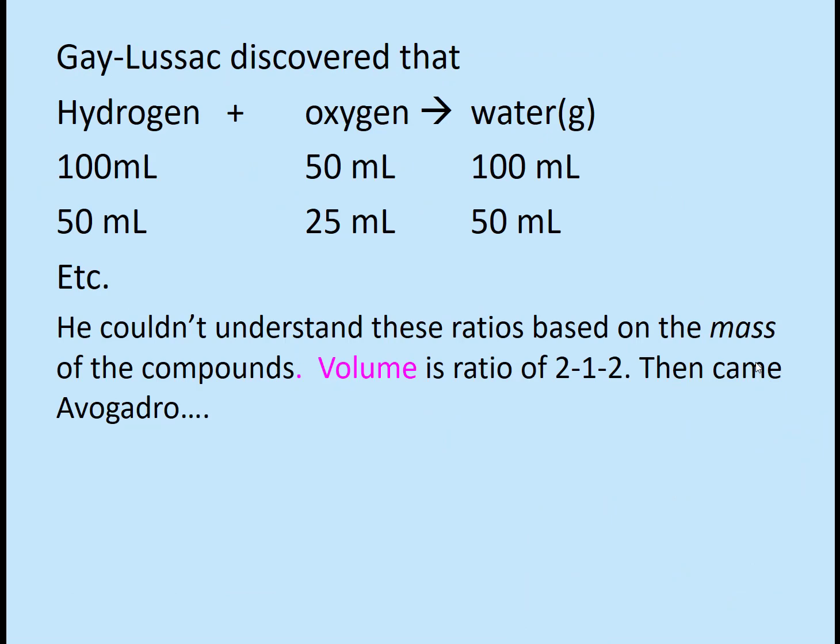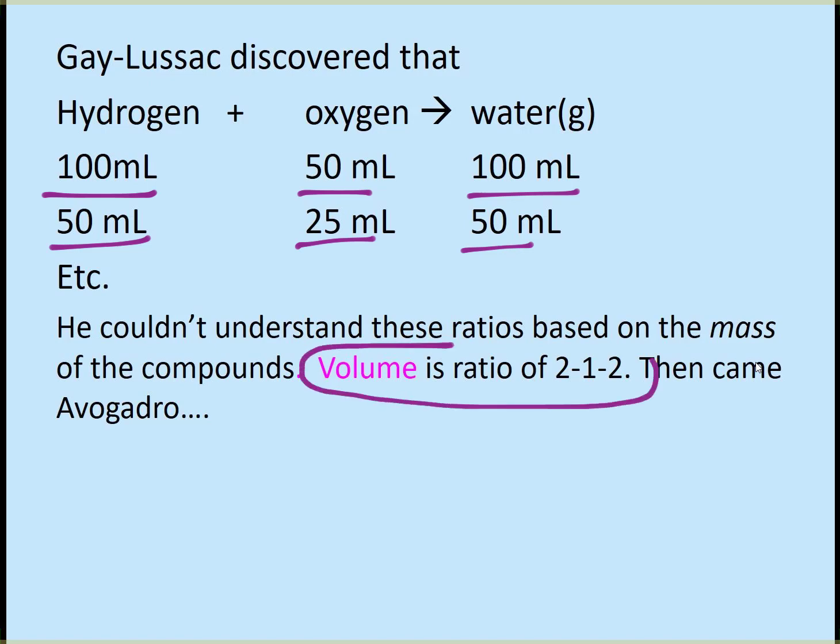Gay-Lussac also discovered that there's a proportional volume. So he looked at combining hydrogen and oxygen to making water, and this might be a sample experiment. So 100 milliliters and 50 milliliters, and he found he got 100 milliliters. And then if he cut this in half, he got the same ratio. So the same ratio by volume. And he couldn't understand the ratios, why this was so.